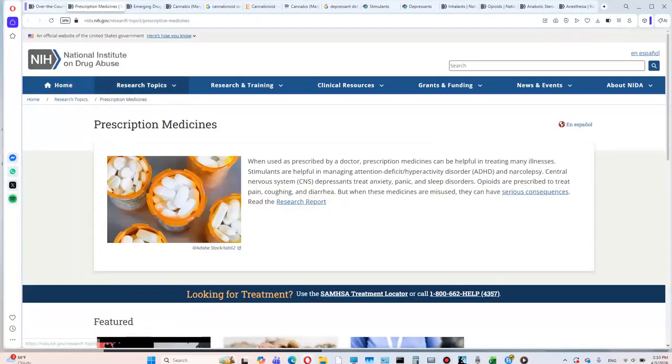Next, from the same source, prescription medicines. When used as prescribed by a doctor, prescription medicines can be helpful in treating many illnesses. Stimulants are helpful in managing attention deficit hyperactivity disorder, ADHD, and narcolepsy. Central nervous system, CNS, depressants treat anxiety, panic, and sleep disorders. Opioids are prescribed to treat pain, coughing, and diarrhea. But when these medicines are misused, they can have serious consequences.